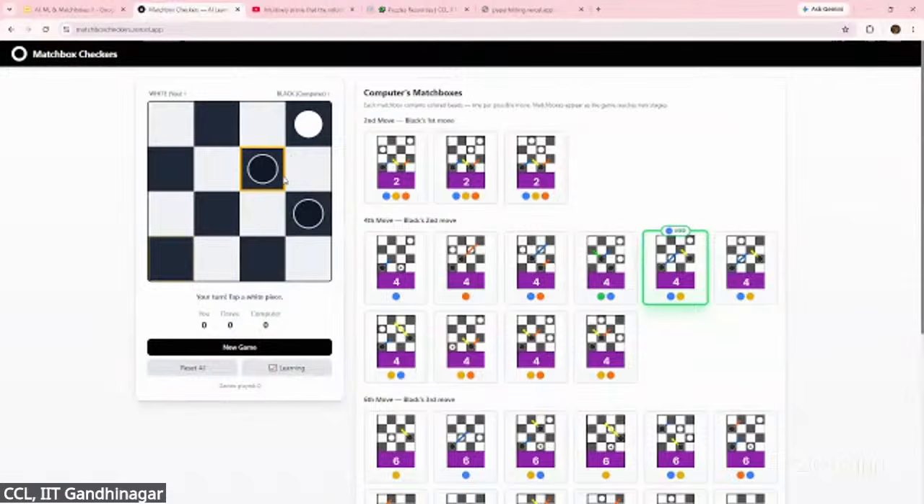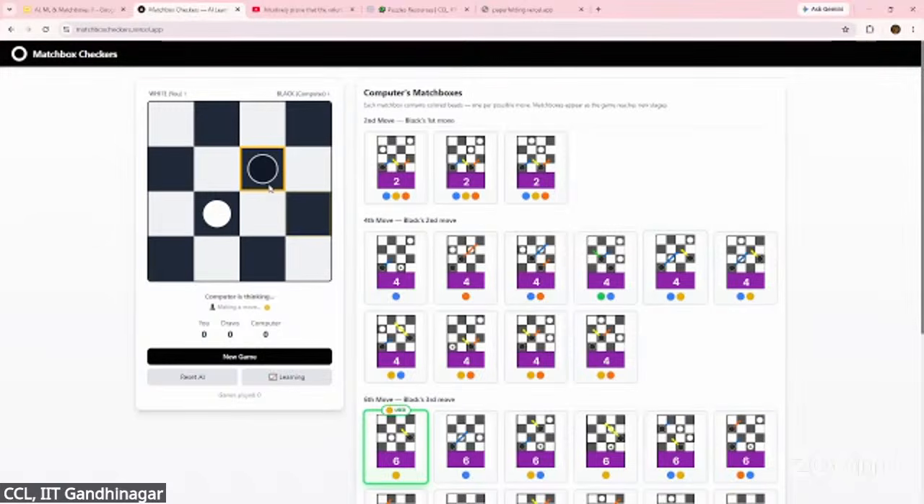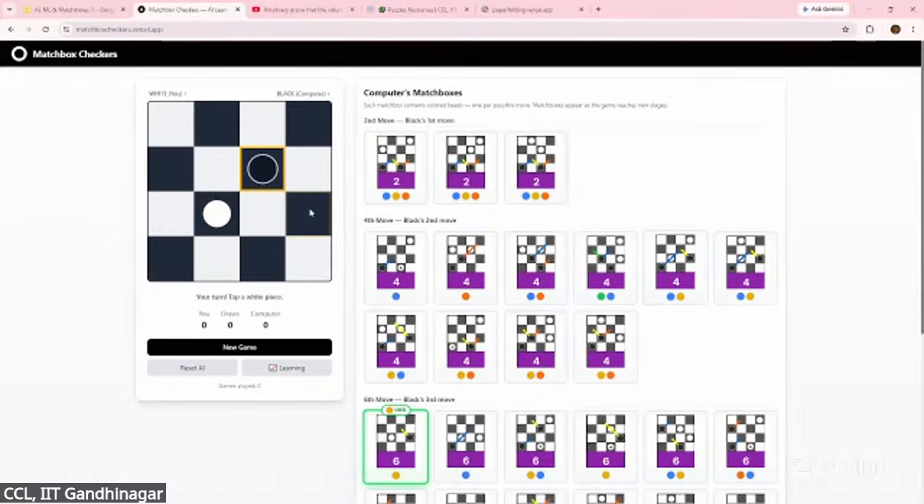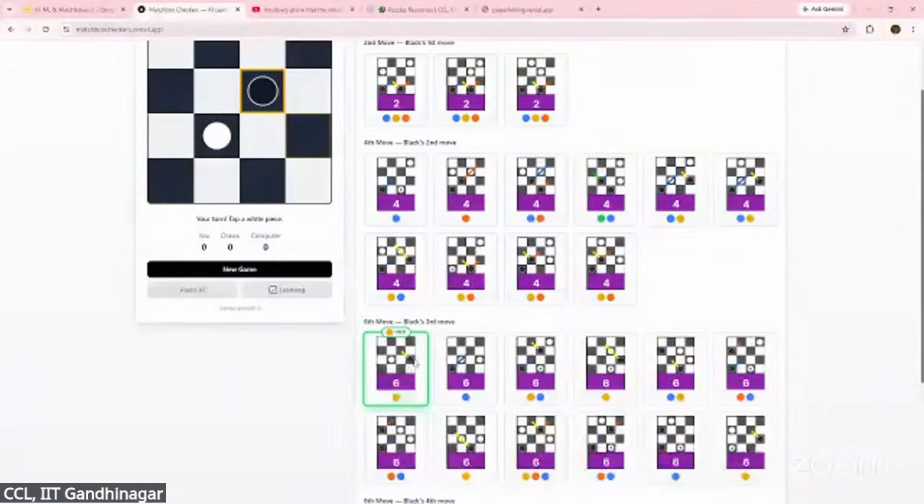ठीक है. ये वाला गेम का configuration है. Of course, I would like to capture this black one in the checker, और मैं कूद के इसके ऊपर चला जाऊँ. Right? Now you see, looking at the game configuration, it has chosen this box because this is what it matches with the previous state. All right.